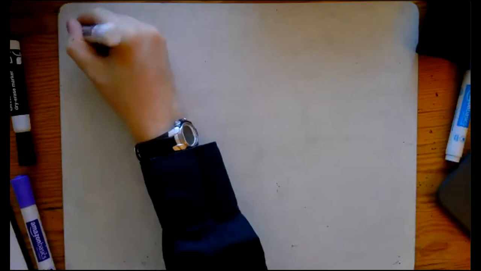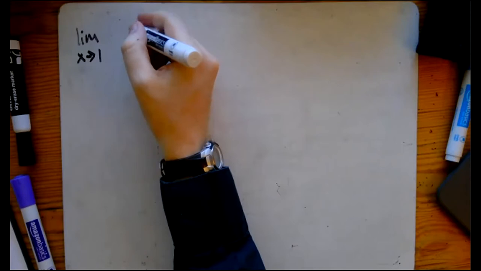Let's find the limit as x approaches, let's say, 1 of 1 over x minus 1.